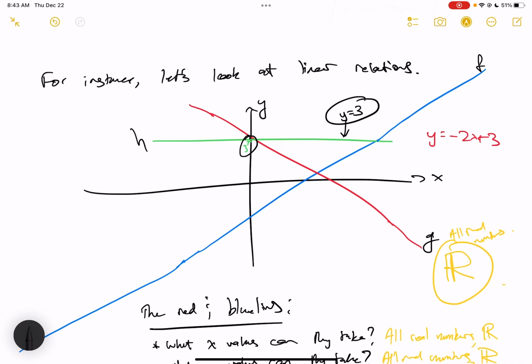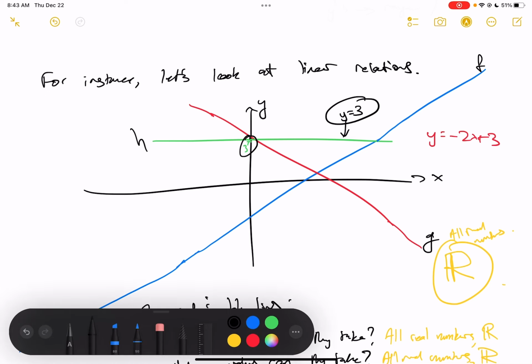And I ask you again a similar question. What possible x values can we take? Well, in this case, we can still take every single one, because h will go on forever and ever. But how about the y values? In this case, it can only take on one single y value, and that y value is 3.